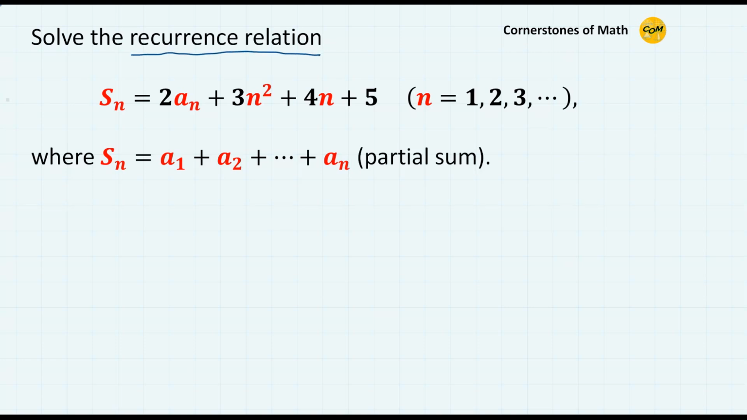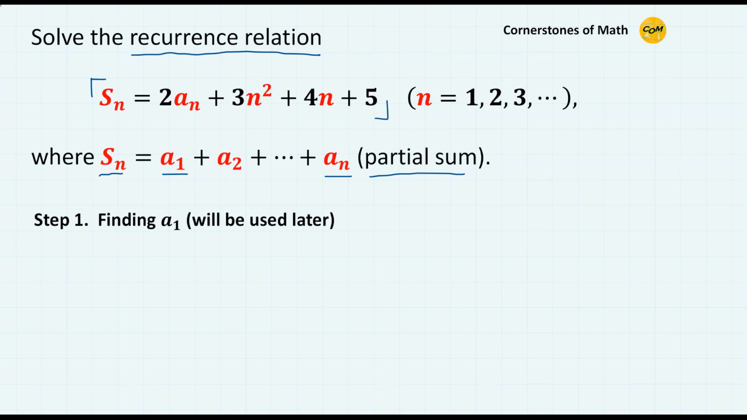In this video, I will find the general term of the sequence a_n satisfying the recurrence relation S_n equals 2a_n plus 3n squared plus 4n plus 5 for all natural numbers n, where S_n is the sum from a_1 to a_n, that is, a partial sum.